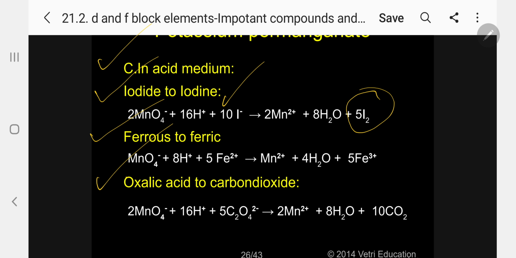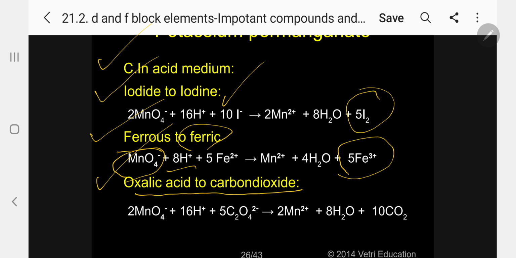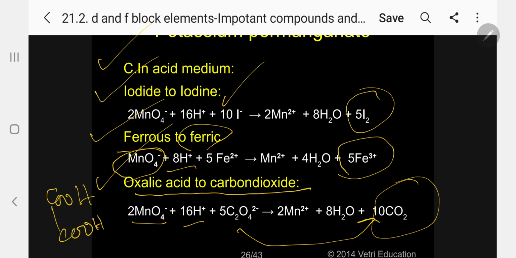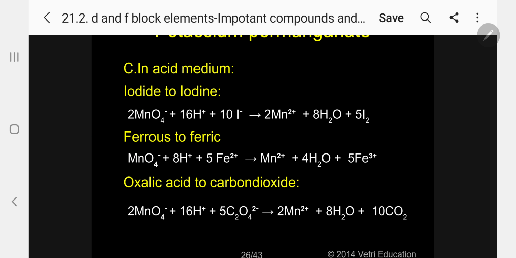In the same way, potassium permanganate in acid medium converts ferrous salt to ferric salt. Suppose ferrous sulfate, it will convert into ferric sulfate. Ferrous chloride is converted into ferric chloride. So it is ferric. In the same way, oxalic acid, an organic acid, COOH and COOH. What will happen when you heat it with potassium permanganate in acid medium? It will be converted into carbon dioxide. Carbon dioxide is the final product formed. So in acid medium, these are the reactions taking place.